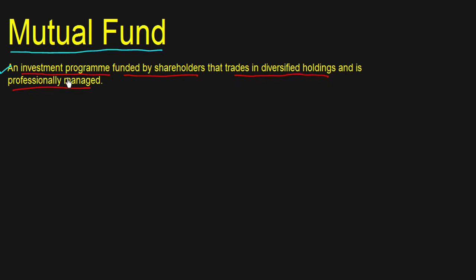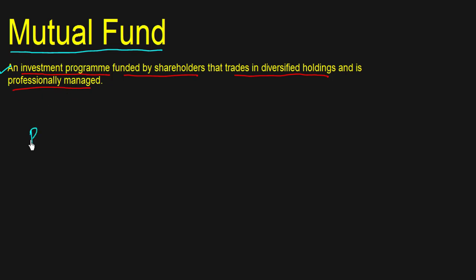We will break this definition into various parts which I have underlined and understand the importance of each and every word used over here. But before that, let us see why do we need a mutual fund, and let us understand a basic backdrop about why we needed it and how this concept came into existence.